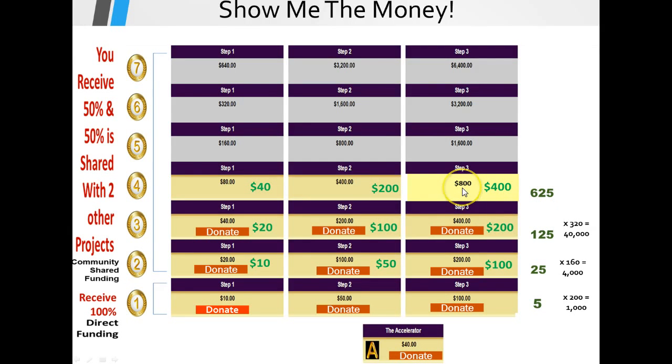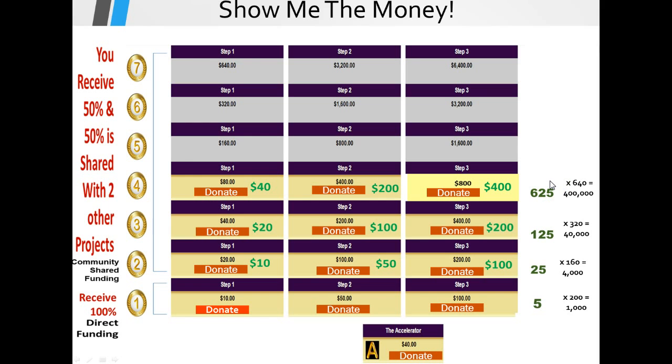So let's take a look at this. How much is that all total? That's $800, $400, and $80. Where does the $1,280 come from? It comes out of the $40,000 that you received previous. So let's go ahead and make those donations. And so you've got $1,280. Half of that is $640. So you have 640 times 625, and you can see the total there.